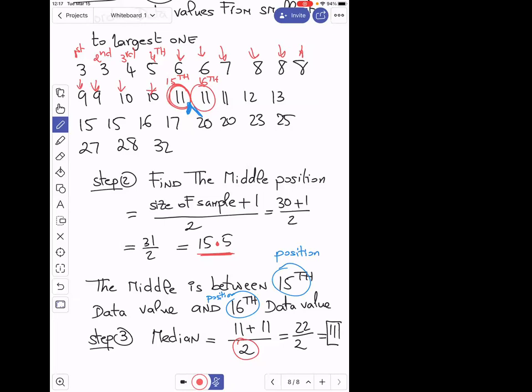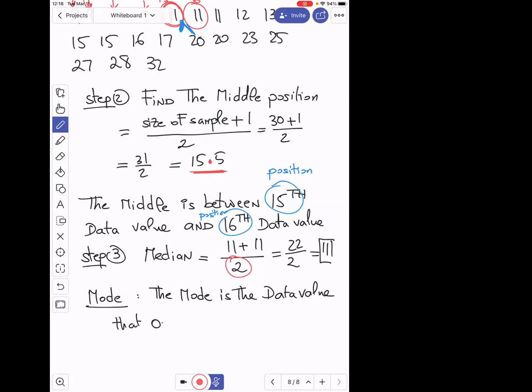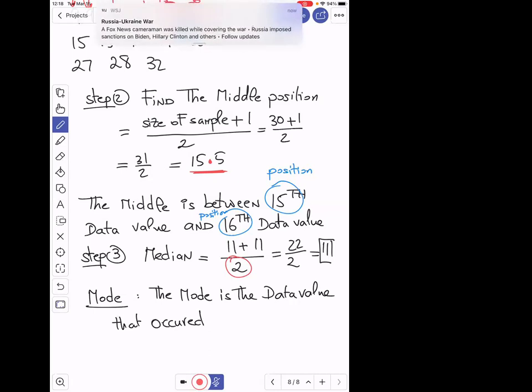So that's for the median. Now for the mode. I'm going to remind you what the mode is. The mode is the data value that occurred the most frequently.